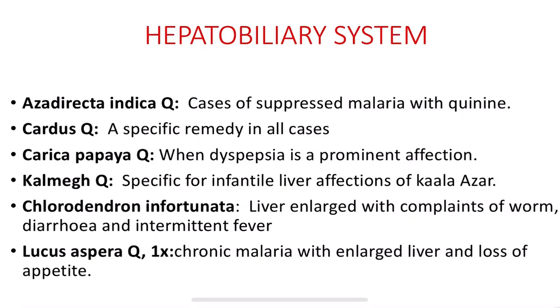Next condition is hepatobiliary system. So for the entire hepatobiliary system, we have Azadirachta indica when there is suppressed malaria with the abuse of quinine. We have Carduus, which is used as a specific remedy in all the cases of hepatobiliary system. Carica papaya when the dyspepsia is a prominent affection. Then we have Kalmegh, which is a specific remedy for the infantile liver affections of Kala Azar. We have Clerodendron infortunatum when the liver is enlarged with the complaints of worms, diarrhea, and also intermittent fevers.